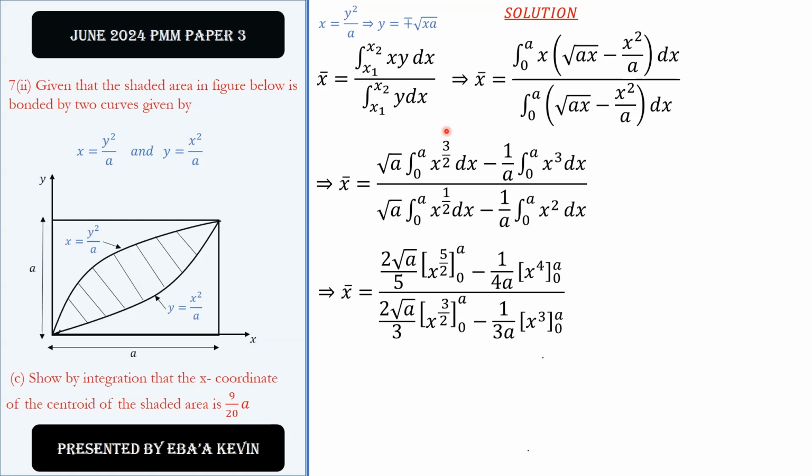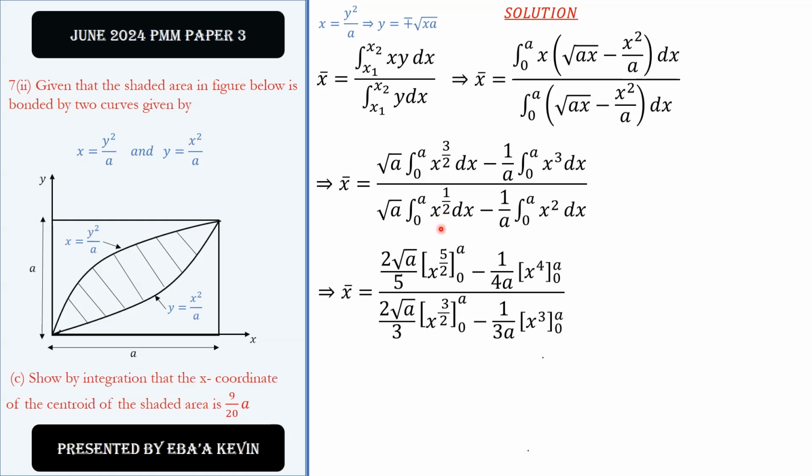Because if you integrate x raised to the power 3 and a half, we are going to have x raised to the power 3 and a half plus 1, which automatically gives us 5 divided by 2. Then minus, here the same thing, that is 3 plus 1, if you integrate this one you're going to have x to the power 4 divided by 4. If you bring the 4 outside, we're going to have minus 1 divided by 4a, then times x to the power 4 from 0 to a, to put in the limits of integration.